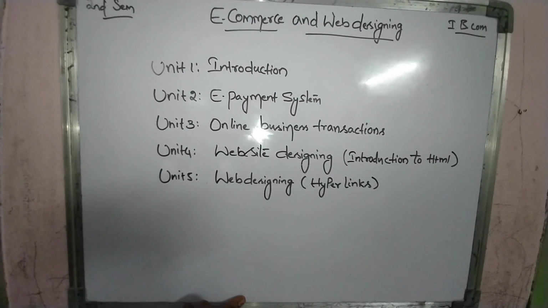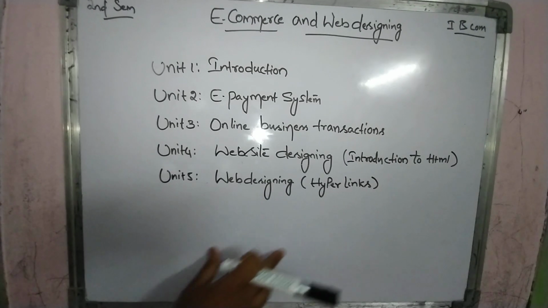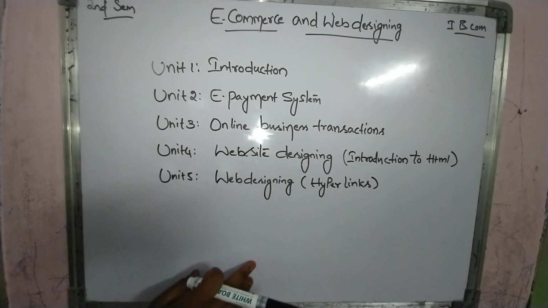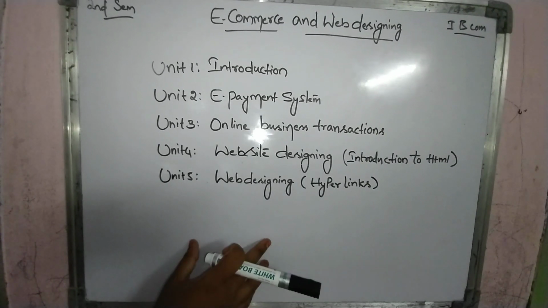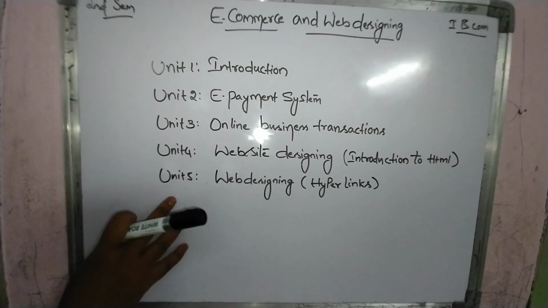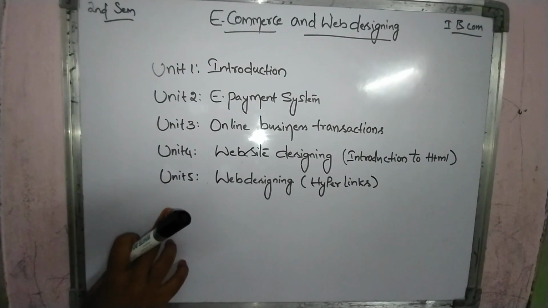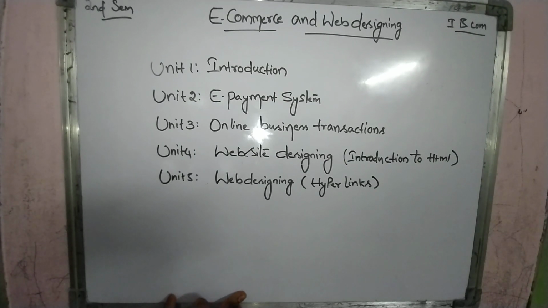And next we move to the 5th unit, that is web designing again. In this web designing, we use hyperlinks and the remaining tags which we use for designing a website. Those tags like list, table tags, image tags, all this comes in your 5th unit. These are the 5 units in your paper e-commerce and web designing.